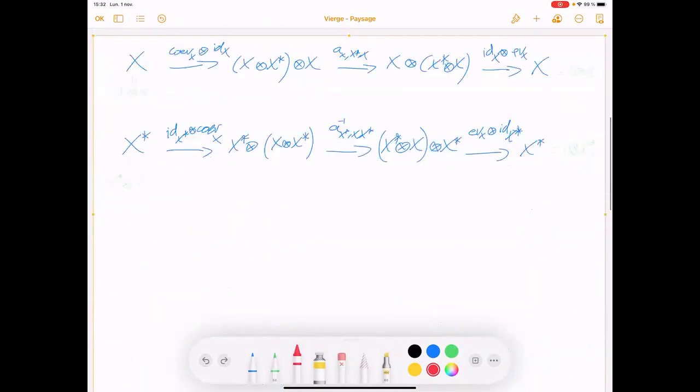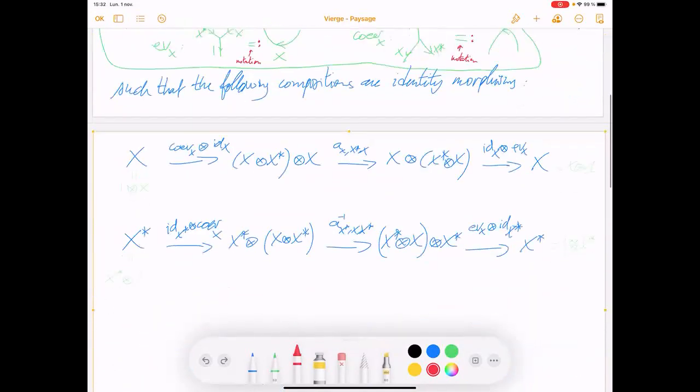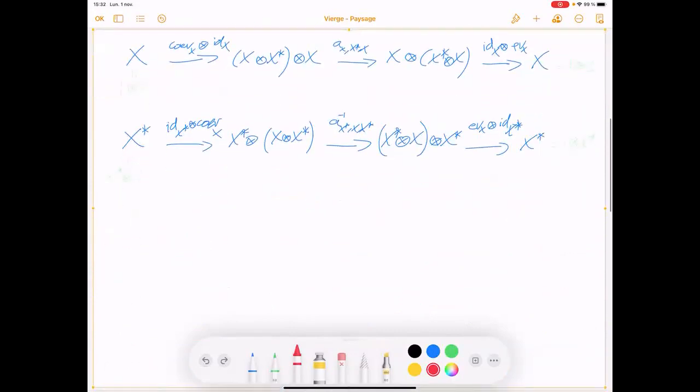Now, what about pictorially? So pictorially, these compositions are as follows.